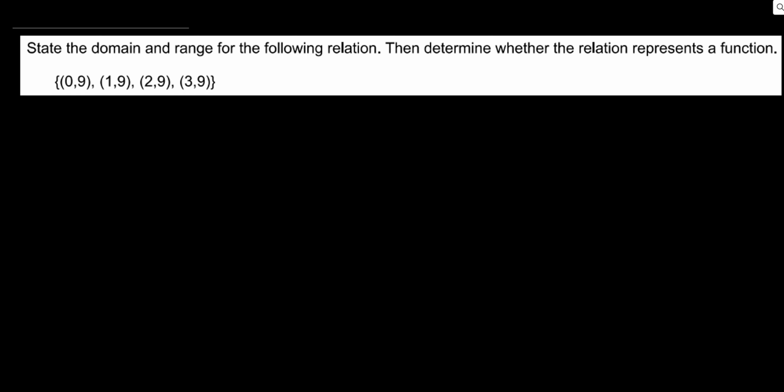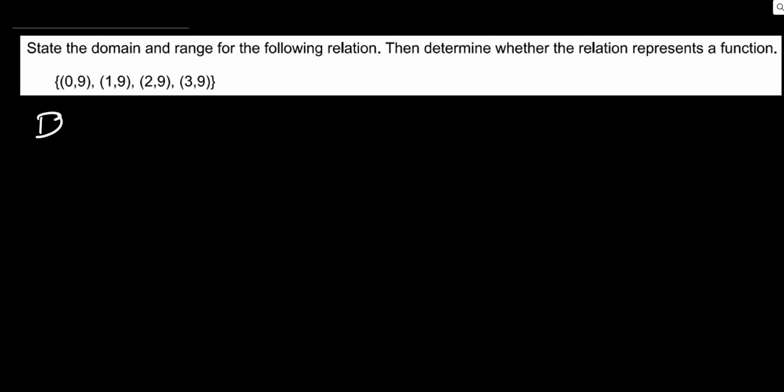Here I have a relation. As you see, there are several pairs here: 0 and 9, 1 and 9, 2 and 9, 3 and 9. 0 is in relation with 9, also 1 is in relation with 9, 2 and 3. So what is the domain and range for this relation?